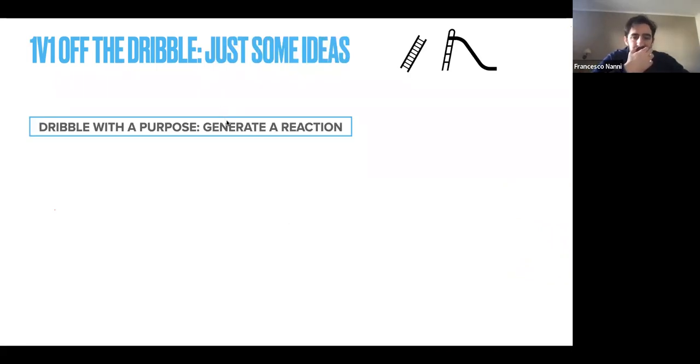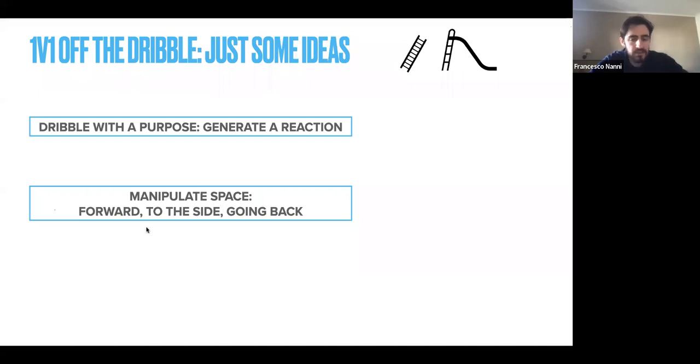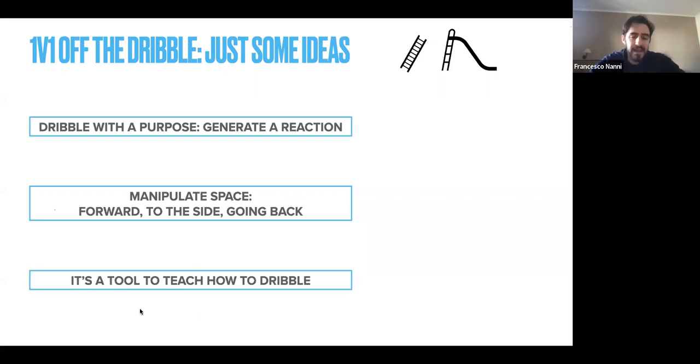So, as we said, dribble with a purpose, generate a reaction, manipulate space, don't dribble standing. You want to make your defender move. And it's important because I think that teaching live one-on-one with the dribble is a way funnier and way more effective way to teach how to dribble than to dribble all the time around cones or around the three-point line or in a line up and down the court.